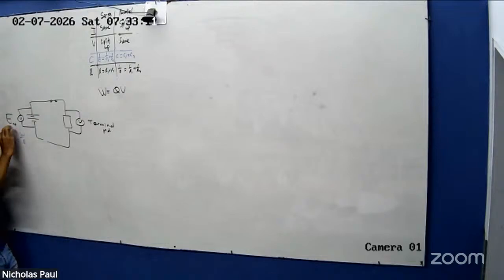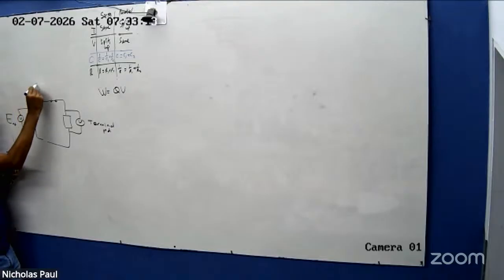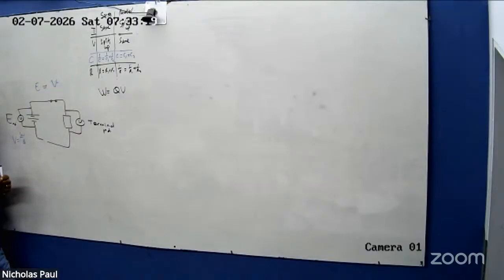So as I said, this EMF value is not equal to this terminal PD when closed. We're using V for terminal PD. And the reason for that is that across this cell there's something called internal resistance. So what you will see is that instead of drawing it like this, sometimes they draw a cell like this, with the internal resistance drawn in.